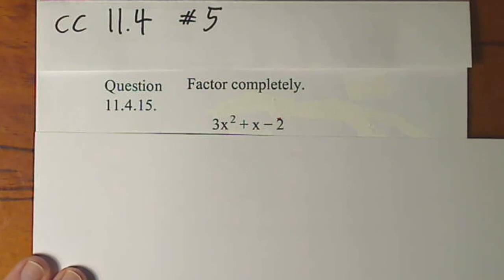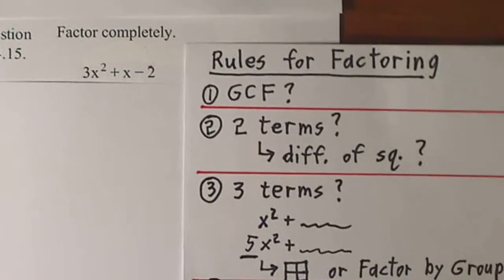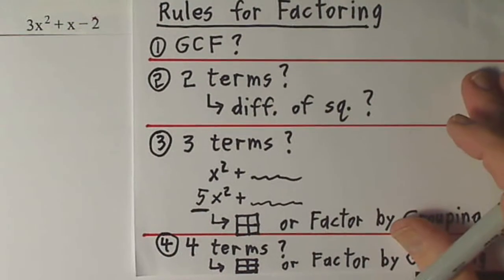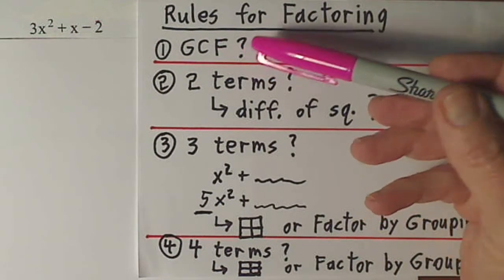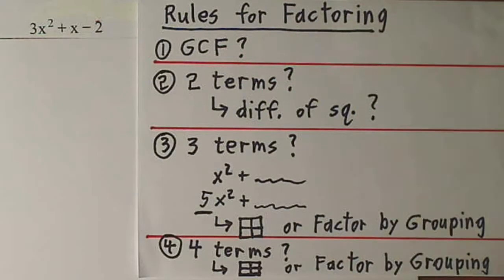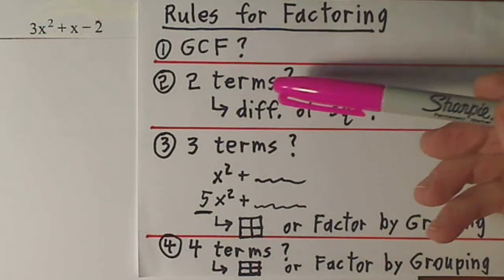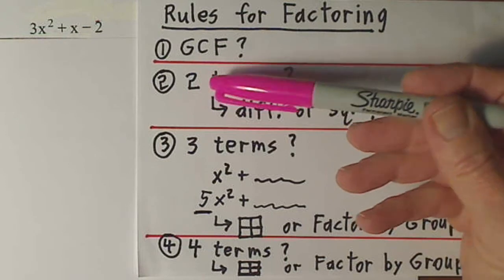Alright, we're asked to factor here. If you're factoring, it's often helpful to have a little bit of a roadmap. First, we look through to see if there's a greatest common factor. There's a 1, but that wouldn't change anything. So then we proceed. 2 terms? No, you don't have 2 terms.